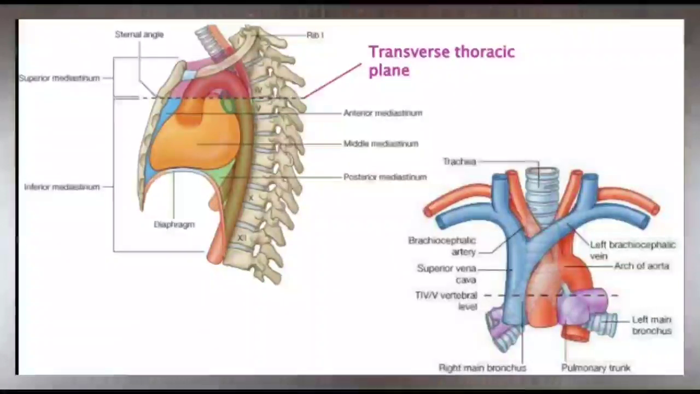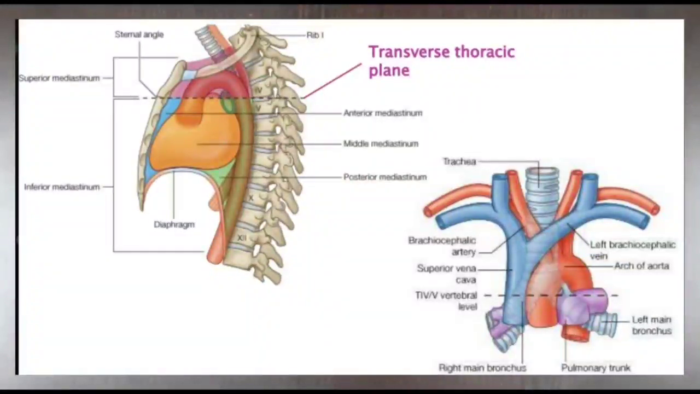It lies at the level of intervertebral disc between T4 and T5 vertebrae. The horizontal plane passing through this level separates superior mediastinum from the inferior mediastinum. Ascending aorta ends, arch of aorta begins and ends. Descending aorta begins at this level.